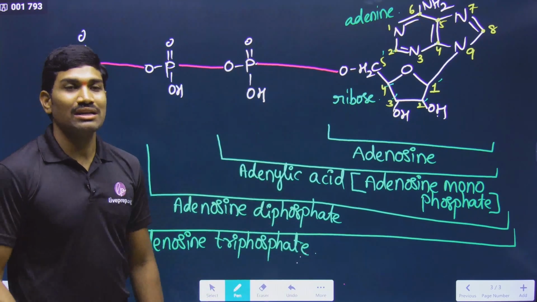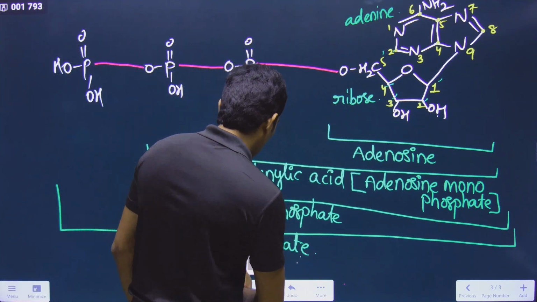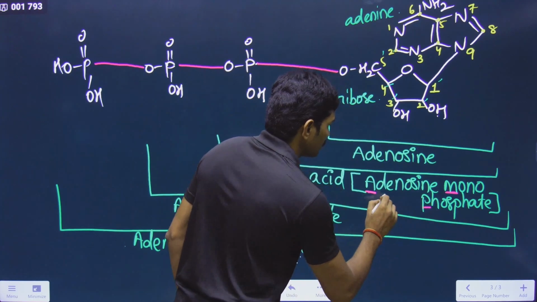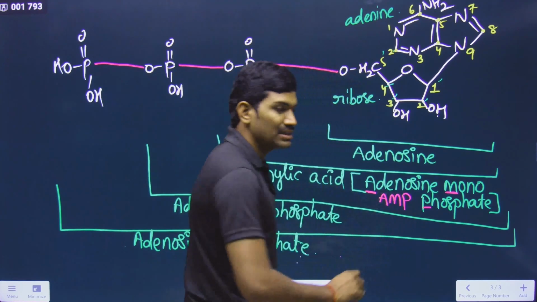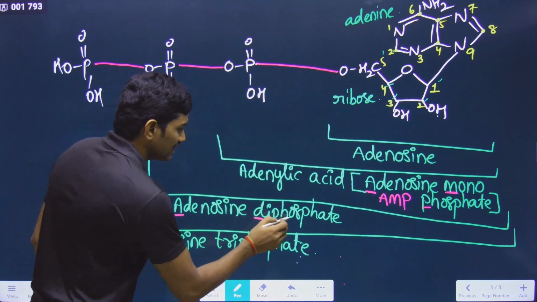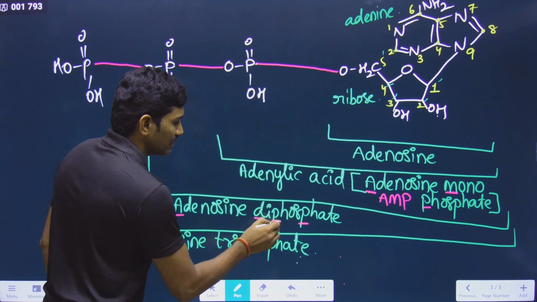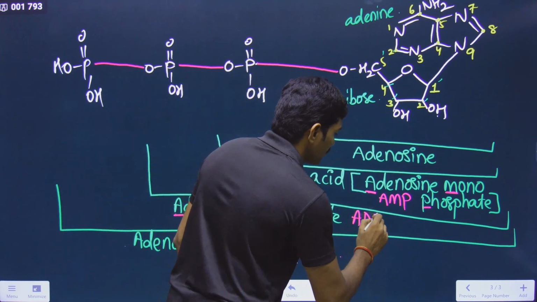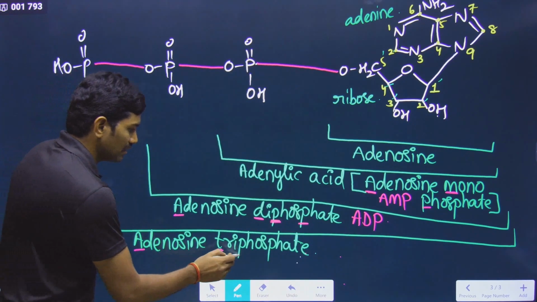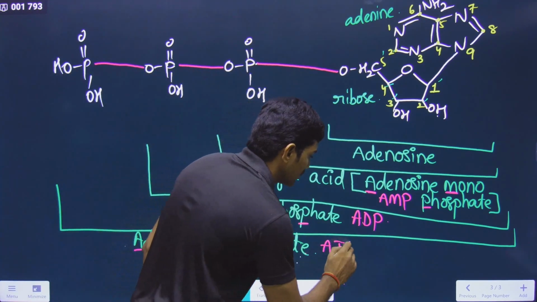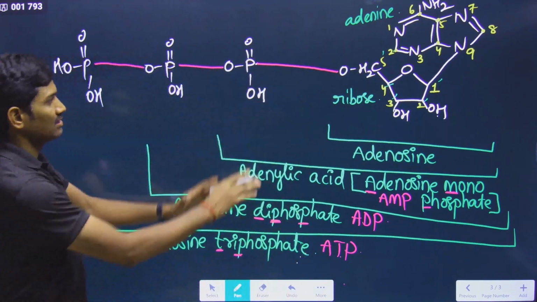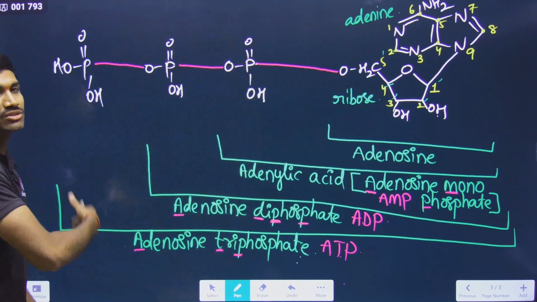And now we will see what the standard abbreviations are. AMP. So it is called AMP. What is AMP? Adenosine monophosphate. And this is called ADP, adenosine diphosphate. Understood or not? And this is ATP, adenosine triphosphate. Already you studied, no? ATP is the energy currency of the cell. This is the structure of ATP.